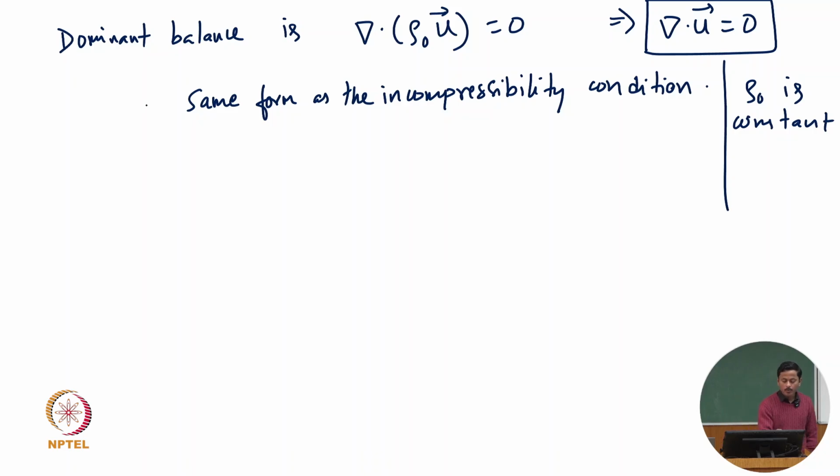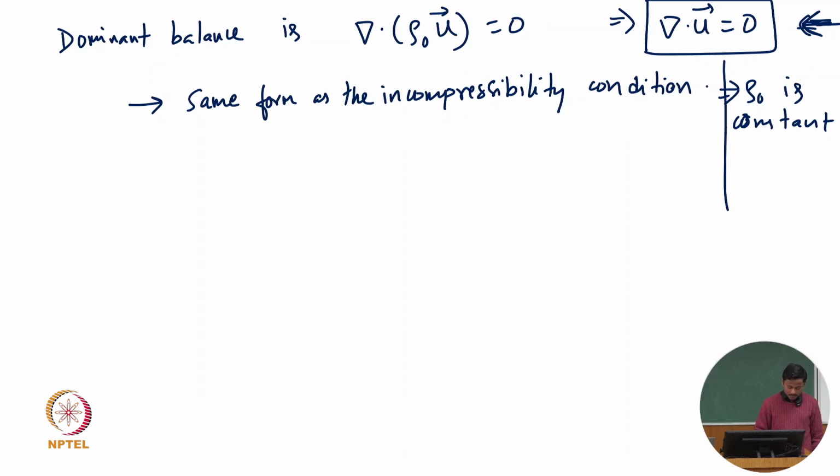So this is the same form as the incompressibility condition, but we derived it from the full continuity equation using the Boussinesq approximation only. So this gives us the same form if the density rho naught is constant. That is, within the Boussinesq approximation also, the velocity field should be divergence free.